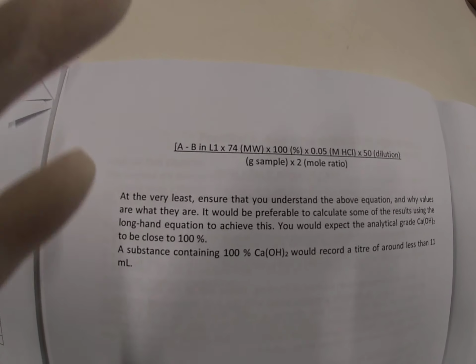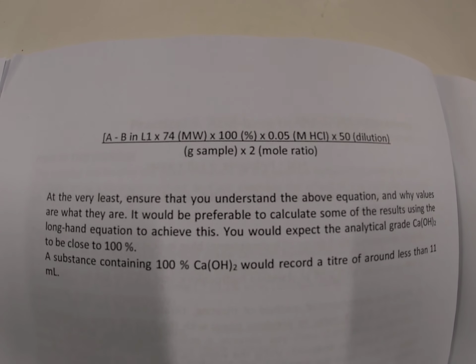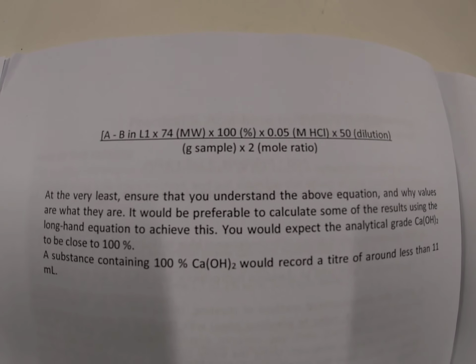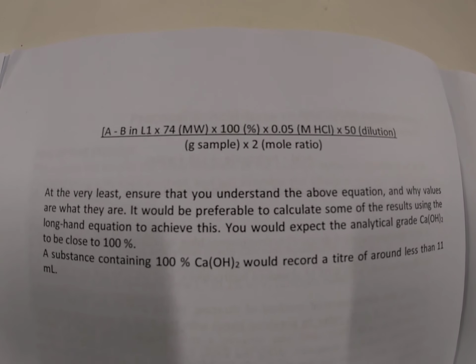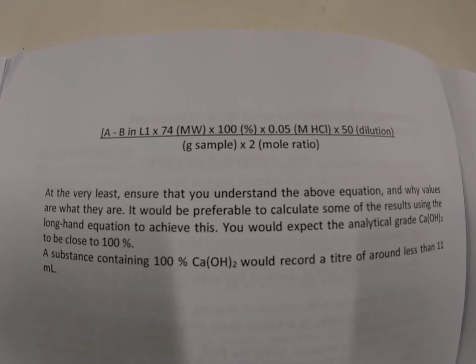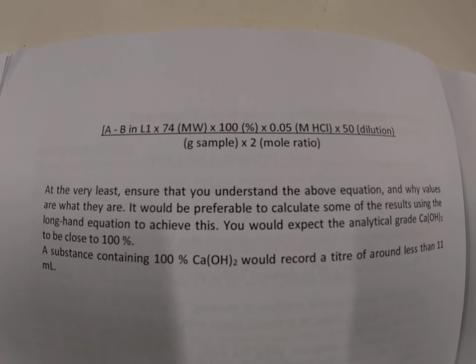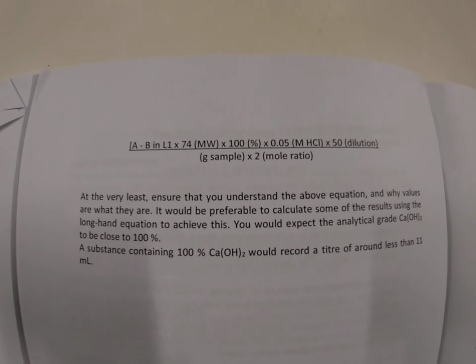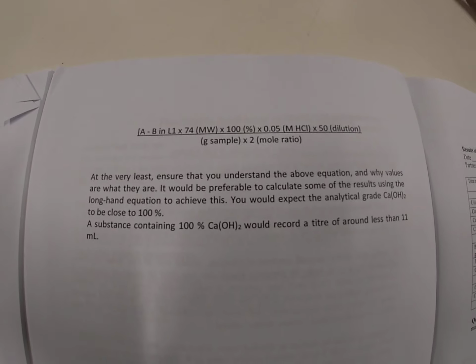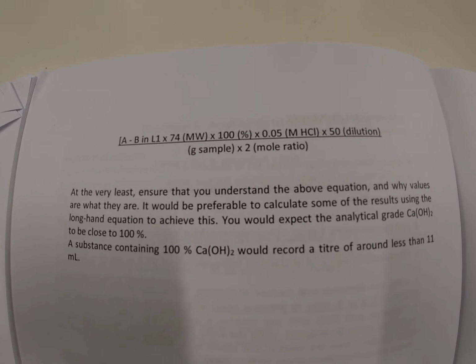And then we have to times by 50. The reason we times it by 50 is because we've only used a 20 ml aliquot from a 1 litre solution. Remember initially we did 1 gram dissolved in 1 litre, which is a 0.1% solution. We need to scale up because we've only titrated against 20 mils, and there are 50 20 mil aliquots in 1 litre. So that's the dilution factor.